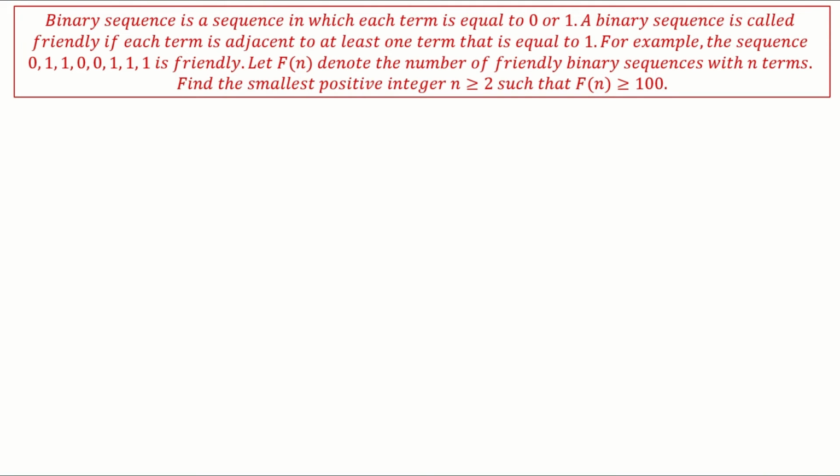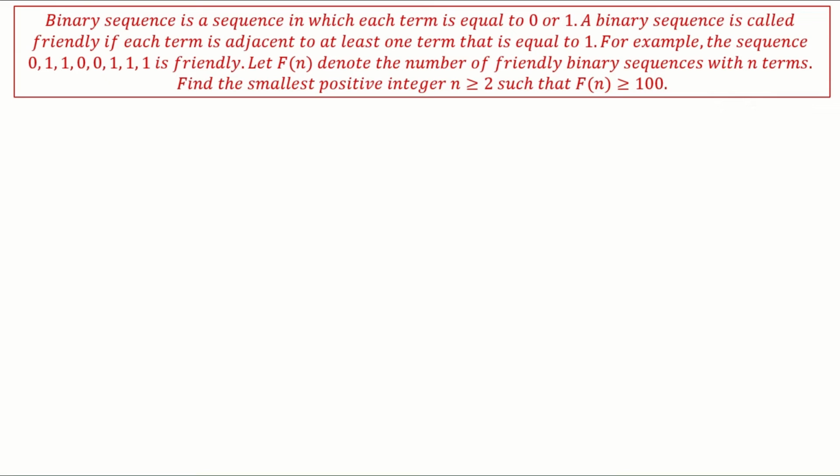So this is the last problem. A binary sequence is a sequence in which each term is equal to 0 or 1. So this we know. A binary sequence is called friendly if each term is adjacent to at least one term that is equal to 1. So he is defining a friendly sequence, one where each term has at least one adjacent 1.